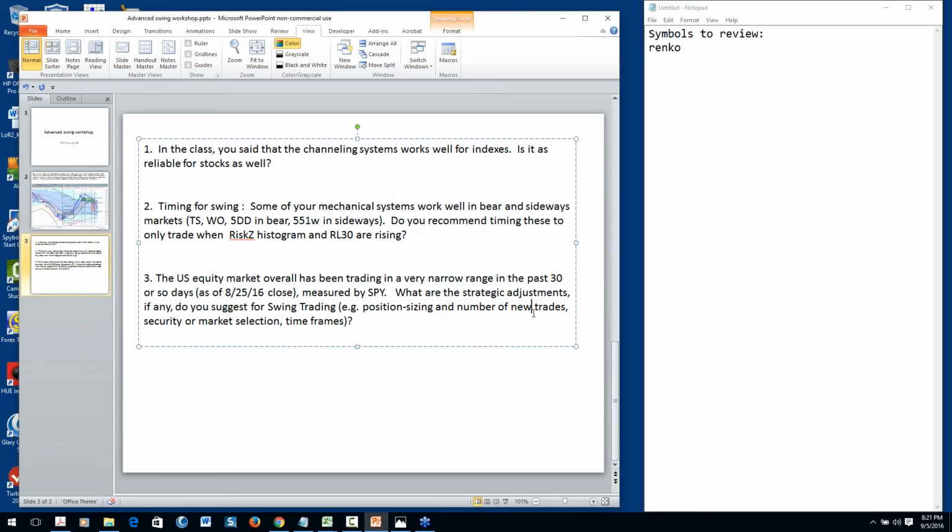As far as the number of new trades, in terms of portfolio heat, I would probably say that in sideways markets you could afford to have half as much portfolio heat. I would think about going that far for the same reason that you're reducing position sizing.